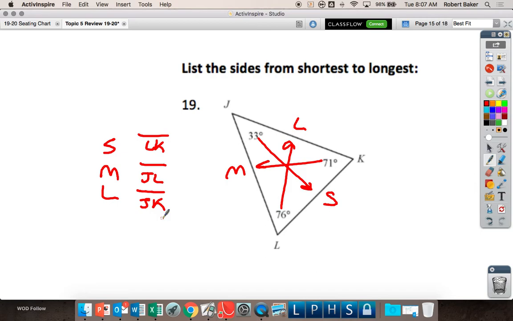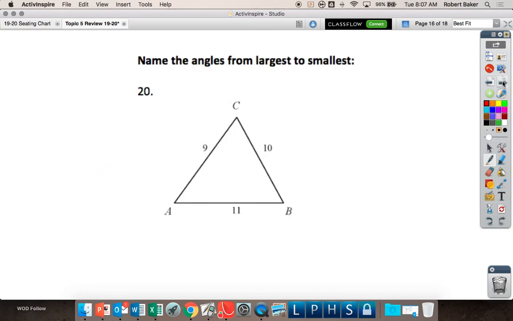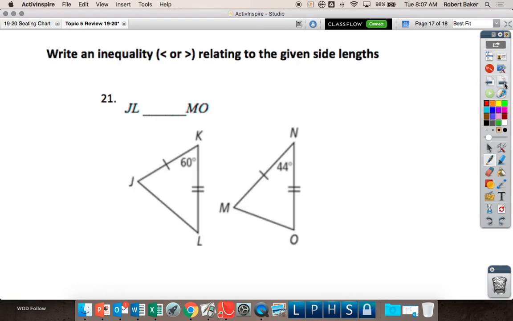Alright, you guys did pretty well with this in class. So this is another one that says list the angles from largest to smallest. For our hinge theorem, it says write the inequality relating the given lengths. Remember, I have two congruent sides. These two sides are congruent to these two sides. And I have a 44-degree angle here and a 66-degree angle here. This is a bigger angle, this is a smaller angle.